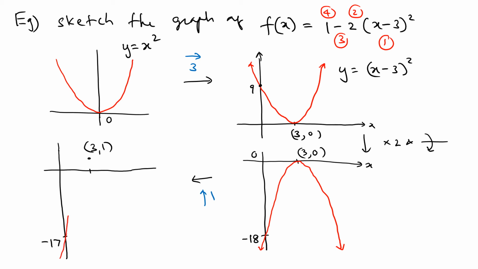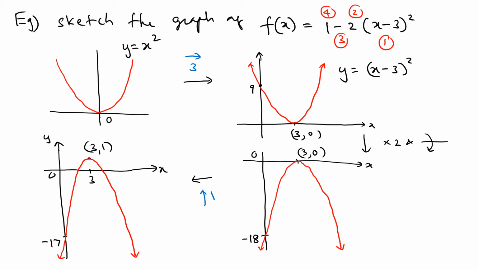Yeah, it just shifted vertically by 1 unit, not 3. Yeah. So that's the graph of the final function.